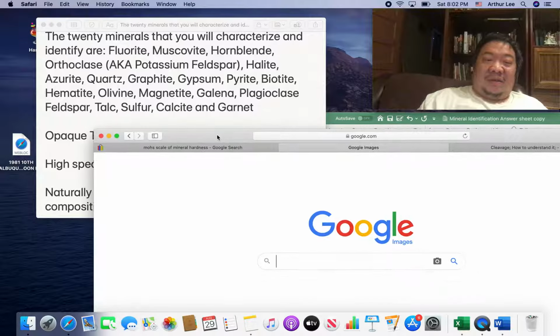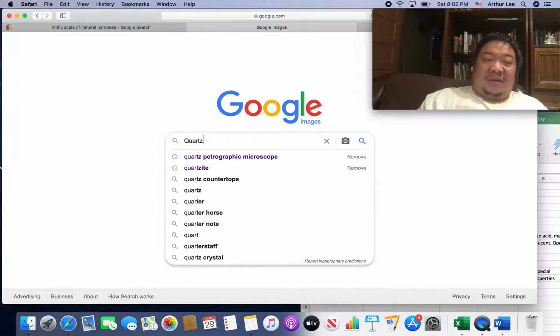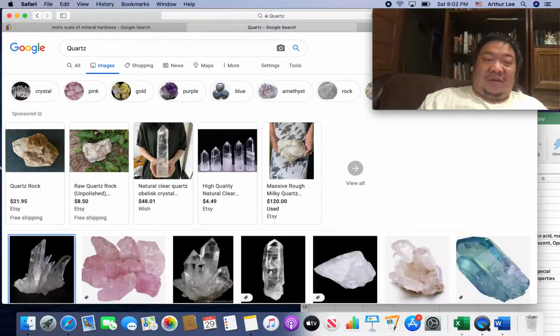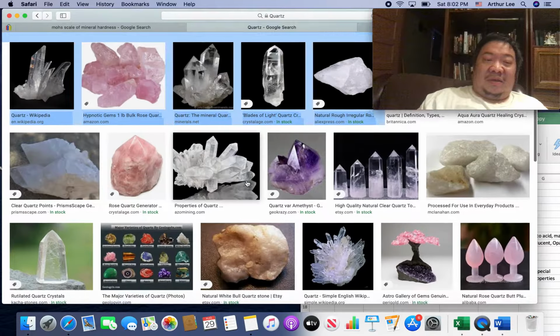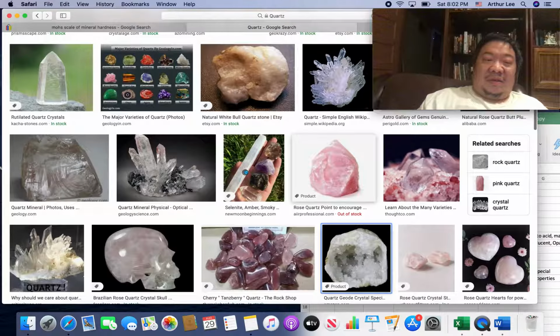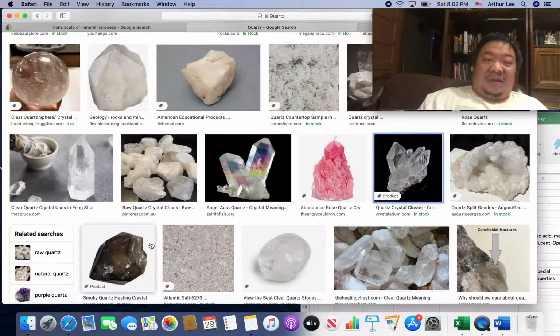Next mineral we're going to look at is quartz. Now quartz comes in all kinds of different colors, so you cannot identify quartz by color. It could come in clear, pink, we call that rose quartz. Purple, we call that amethyst. Orange, we call it citrine. Gray, we call that smoky quartz.